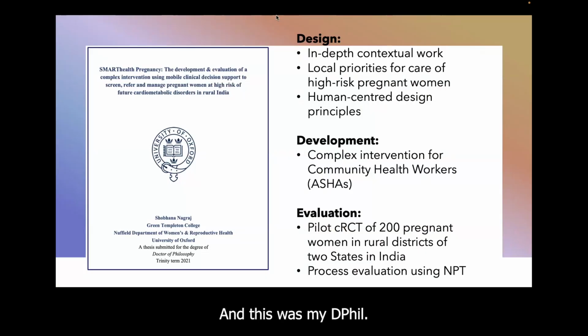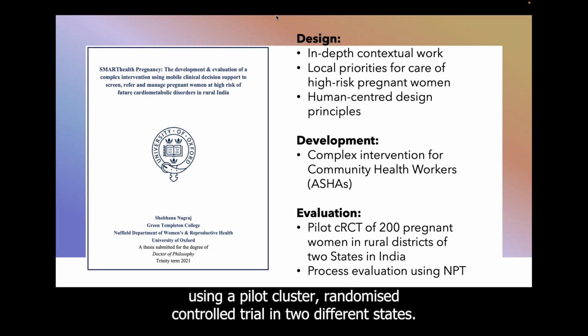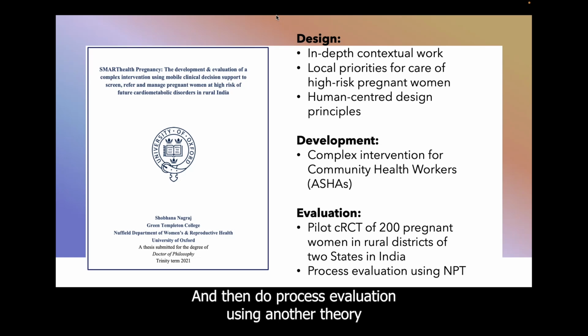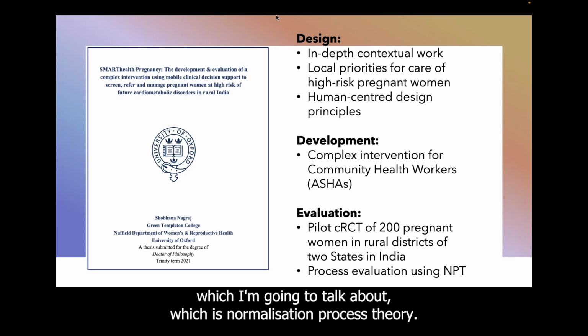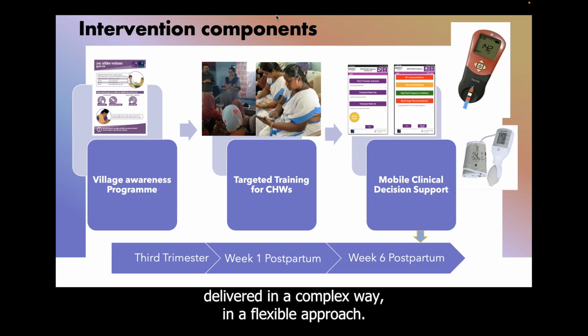And this was my DPhil. So the first part was around the design of the intervention, and then the second part was on actually developing the complex intervention with community health workers, and then went on to evaluate it using a pilot cluster randomized control trial in 2 different states, and to then do a process evaluation using another theory, which I'm going to talk about, which is normalization process theory. So it was a complex intervention because it had multiple components delivered in a complex way, in a flexible approach.